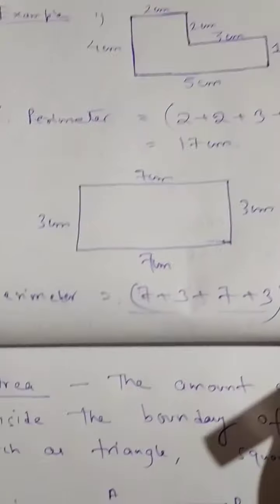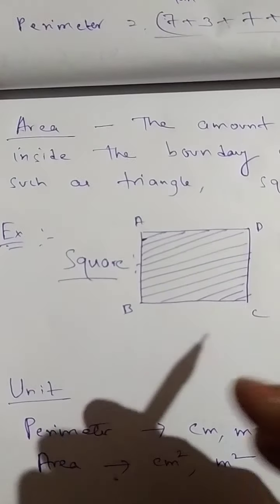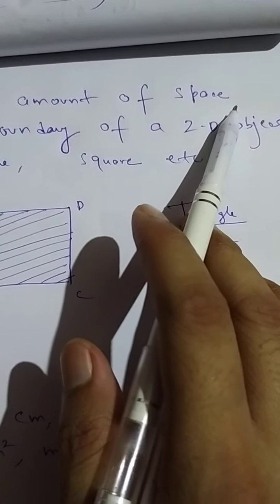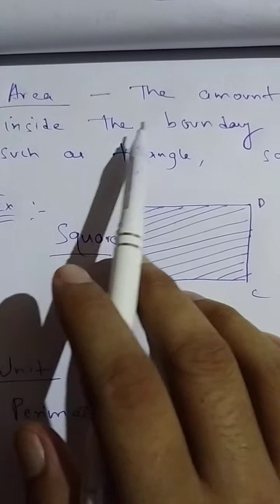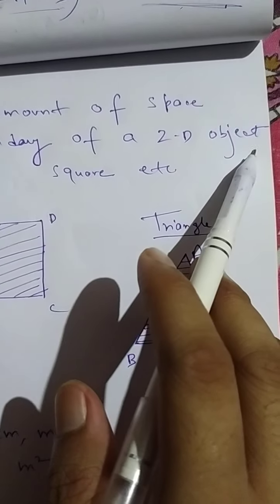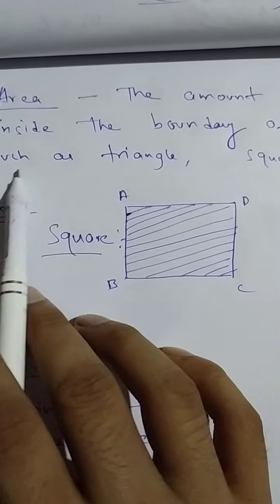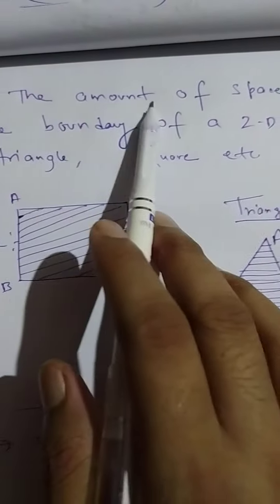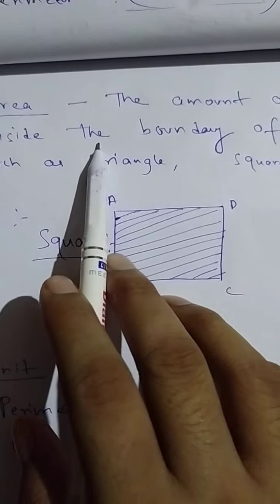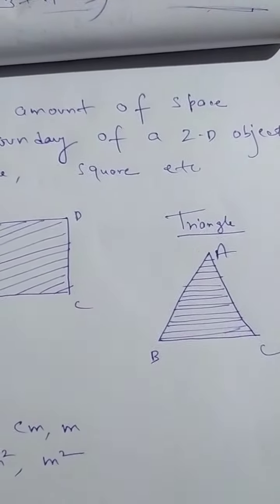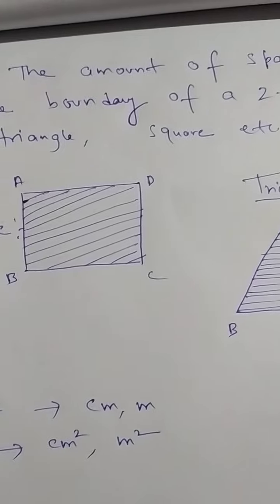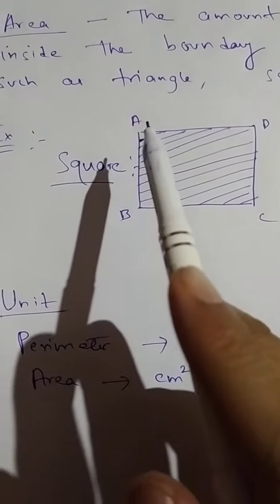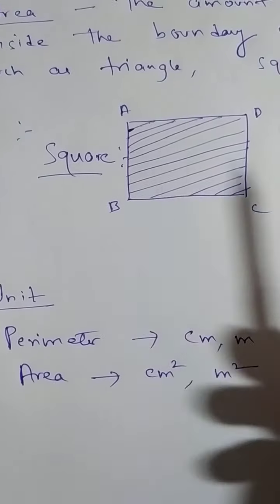Okay. Now the next one is area. What is the meaning of area? The amount of space inside the boundary of a 2D object, such as a triangle, square, etc. So area means the amount of space inside the boundary of a 2D object. Now let's start with an example. I have taken a square. The name of the square I have given A, B, C, D.